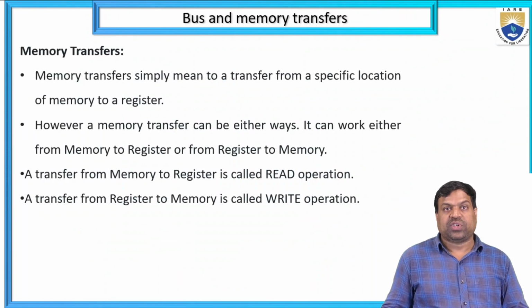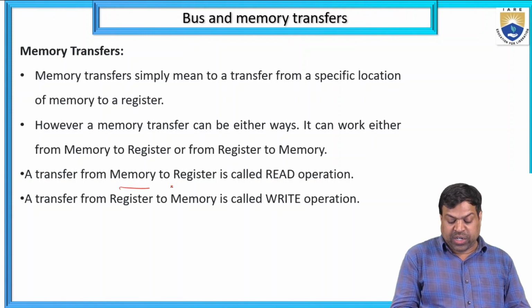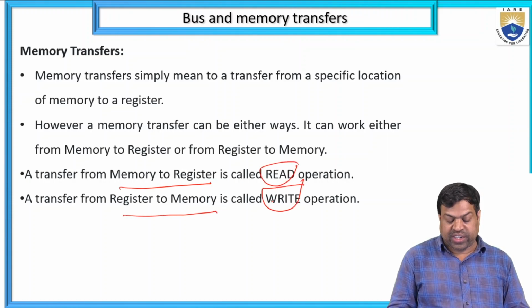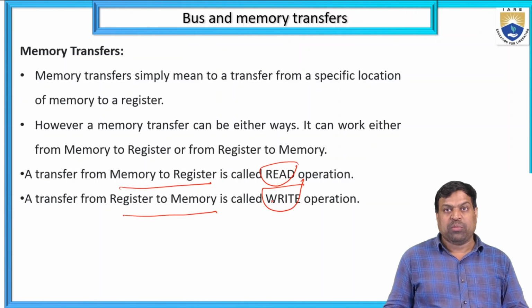So memory transfer. Memory transfer simply means a transfer from a specific location of memory to a register. However, a memory transfer can work either way: from memory to register or from register to memory. A transfer from memory to register is called read, and register to memory is called write. It is very, very important. Memory to register is a read operation and register to memory is a write operation.